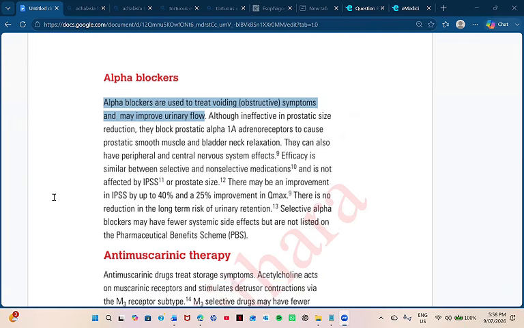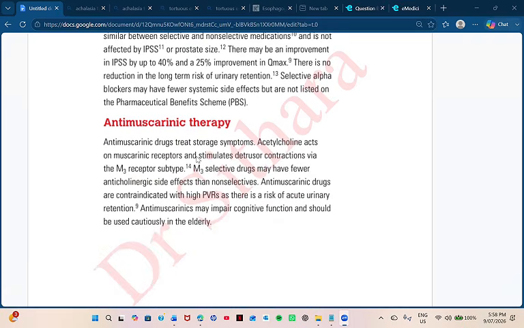Okay. Then antimuscarinic therapy. Antimuscarinic therapy is to treat the storage symptoms.